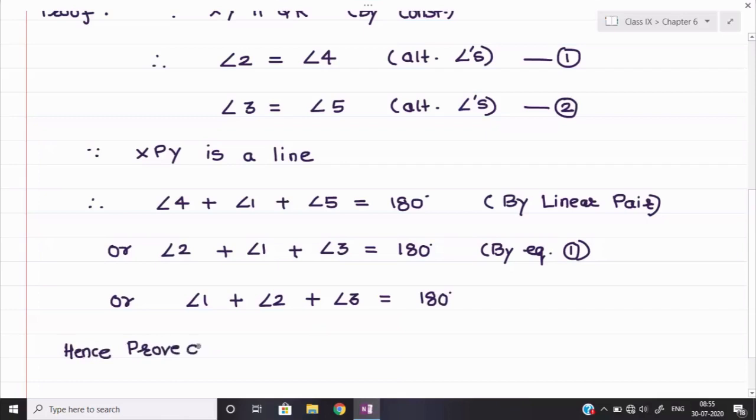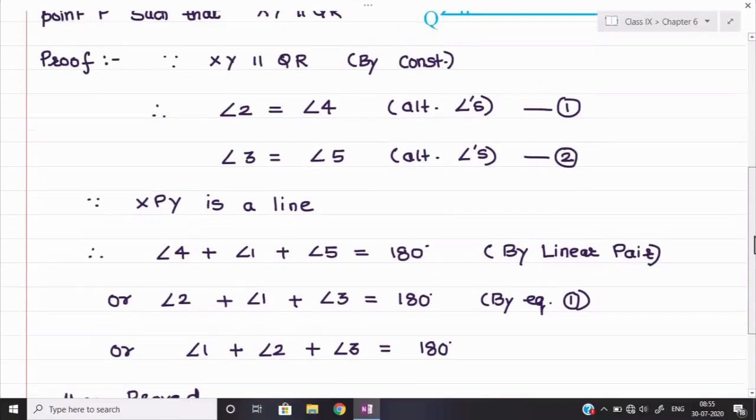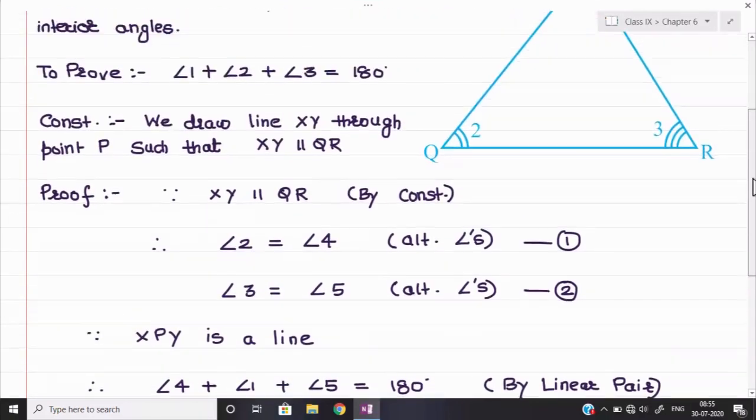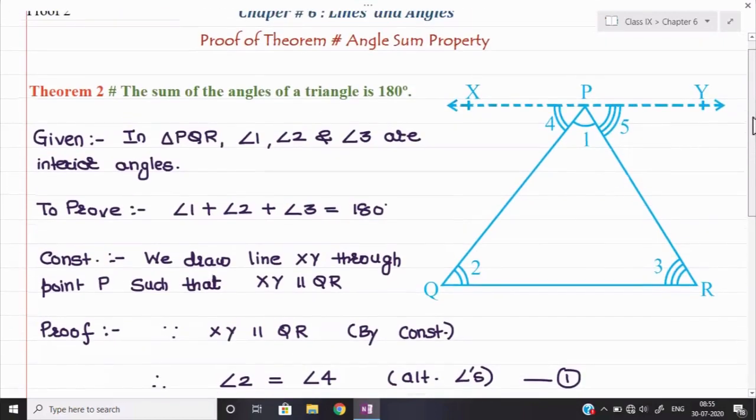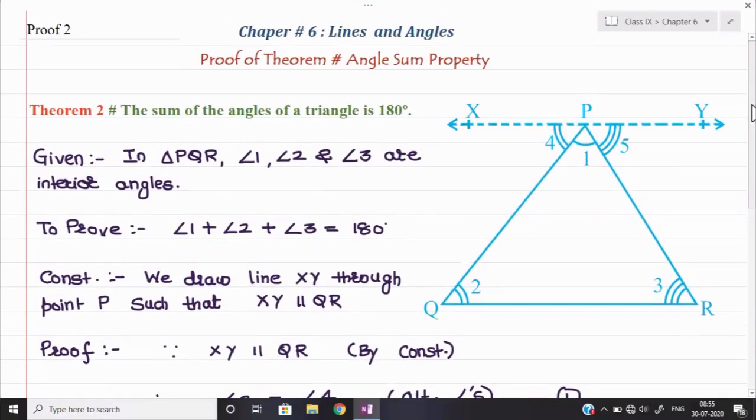Okay, so if this proof comes in the examination, you can solve it very easily. See, a simple proof is given and this proof comes for minimum 3 marks in the examination. Okay, so please do it properly.